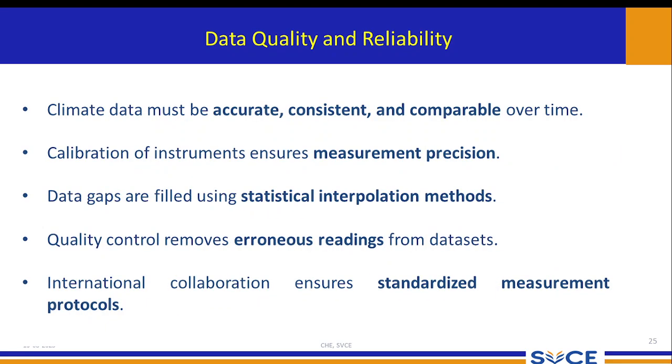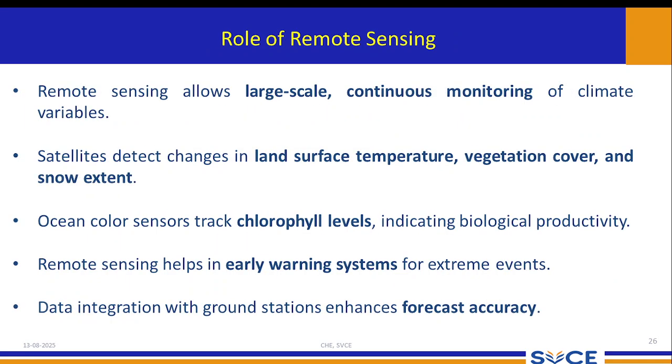Data quality and reliability. Climate data must be accurate, consistent, and comparable over time. Calibration of instruments ensures measurement precision. Data gaps are filled using statistical interpolation methods. Quality control removes erroneous readings from datasets. International collaboration ensures standardized measurement protocols.